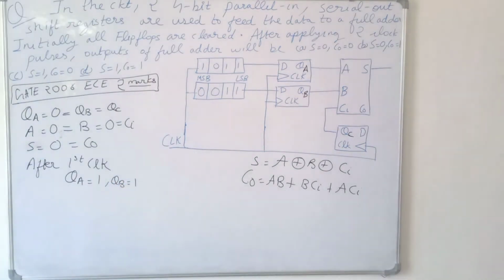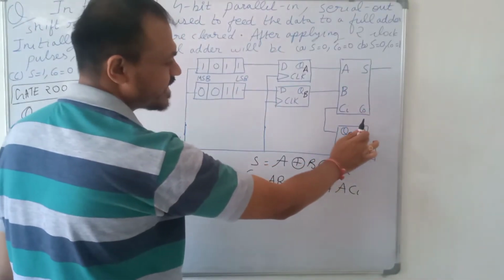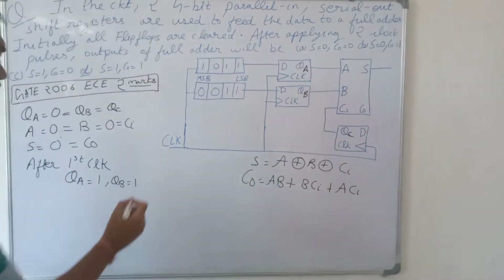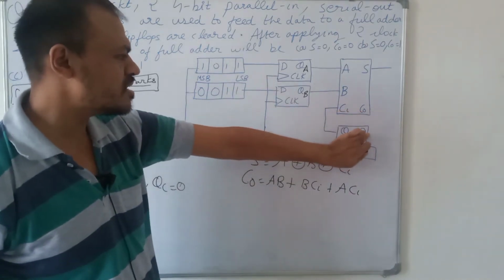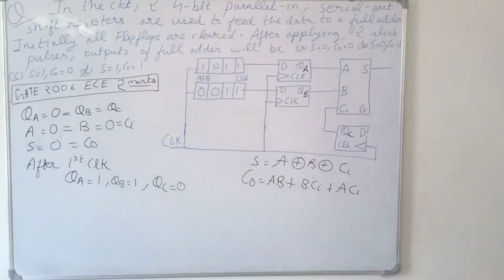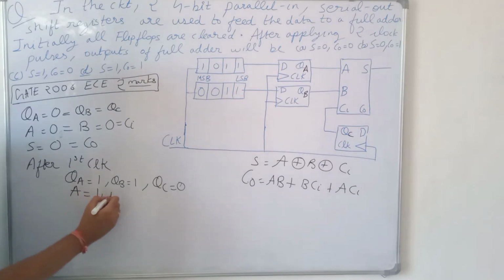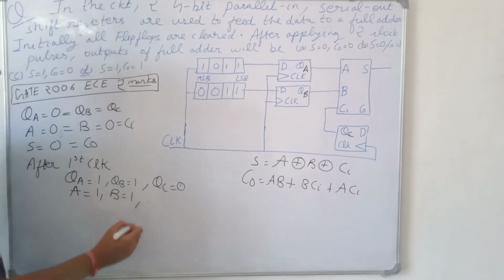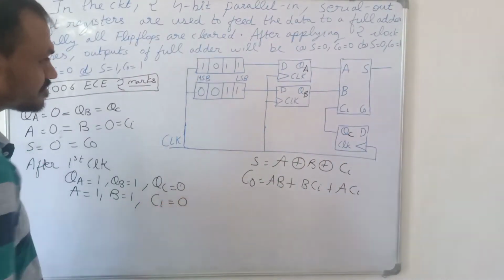Then after the first clock pulse, this C0 was 0 and it was connected to this D, so QC will be equal to 0. After the first clock pulse, this D will shift to QC, so QC will be equal to 0. So A is equal to QA, so A will be equal to 1. B is equal to QB, so B will be equal to 1. And Ci is equal to QC, so Ci will be equal to 0.